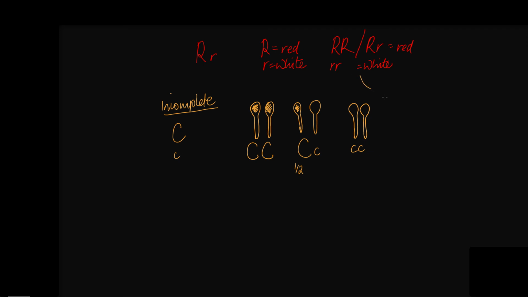So an example in our flowers, big R, big R would be red, big R, little r would be pink because it's like a diluted red, and little r, little r is white. Now remember that little r is not saying make white, it's saying don't make red, and if you don't make any pigment, well then you end up with a white flower.